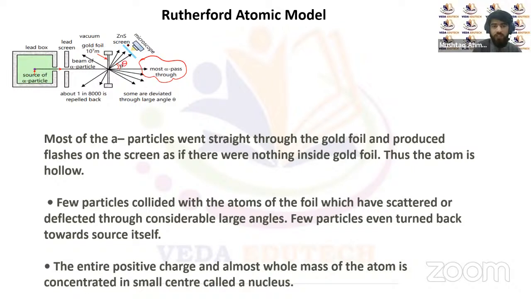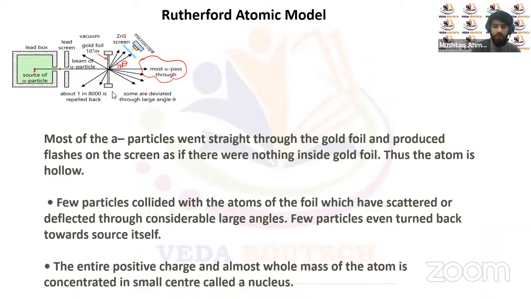this zinc sulfide screen. Some bright flashes were observed on the zinc sulfide screen at an angle of theta. It means there are few alpha particles which were deflected by this angle of deflection, that's theta, right, and that were recorded on this zinc sulfide screen when the bright spot was observed through the microscope. So similarly, it was also observed that there were few particles which got deflected from this gold foil, right?